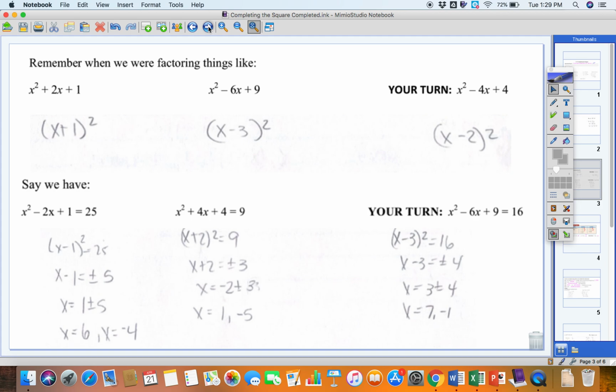On the second example, we have x squared plus 4x plus 4 equals 9. Again, x squared plus 4x plus 4 is a perfect square. And so when we look at it, we can factor it into x plus 2 squared equals 9. Take the square root of both sides and get x plus 2 equals plus or minus 3. And then subtract the 2 from both sides, so you get negative 2 plus or minus 3. When you work that out, you get 1 or negative 5.